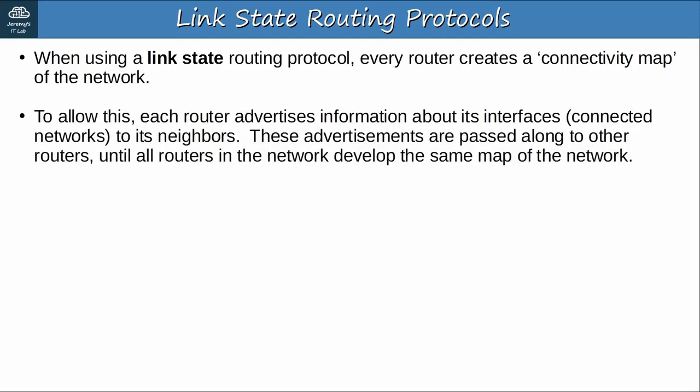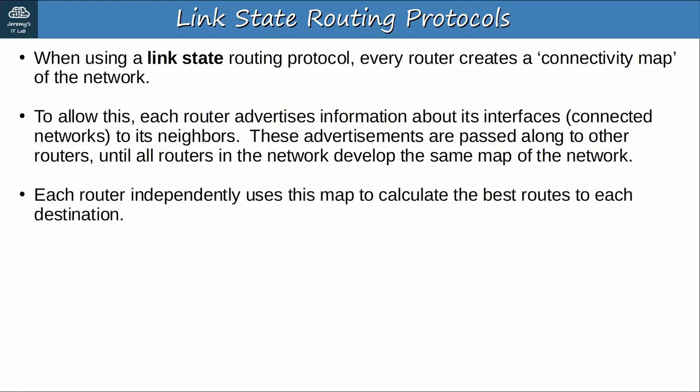To allow this, each router advertises information about its interfaces, its connected networks, to its neighbors. These advertisements are passed along to other routers until all routers in the network develop the same map of the network. Then, each router independently uses this map to calculate the best routes to each destination. I think you can see how this is different than the routing by rumor of distance vector protocols.